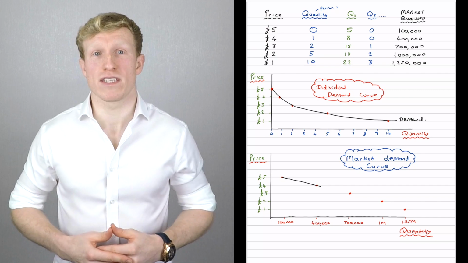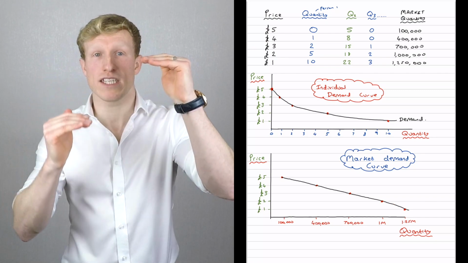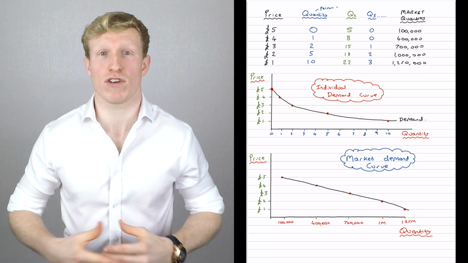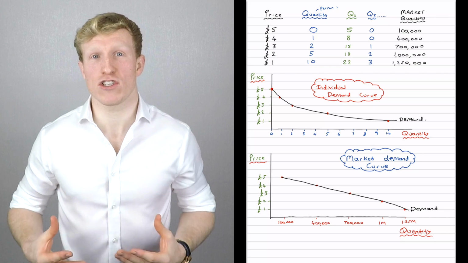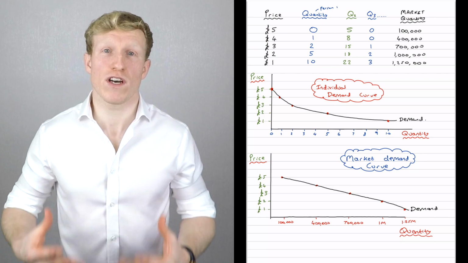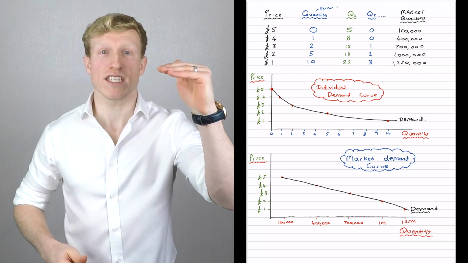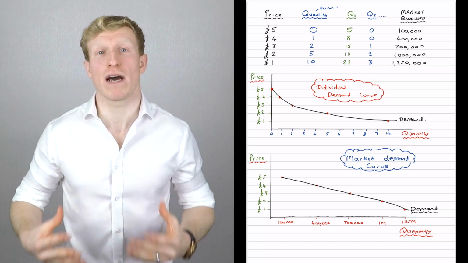So clearly what we can see is as the price in the market is increasing, the quantity demanded in the entire market is decreasing. The key point to emphasize as well is the distinction between demand and quantity demanded. So demand refers to the relationship between the price in the market and the quantity demanded, where the quantity demanded is measured on the horizontal axis of this graph.